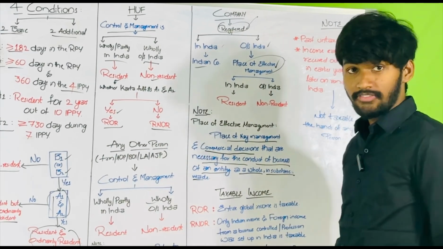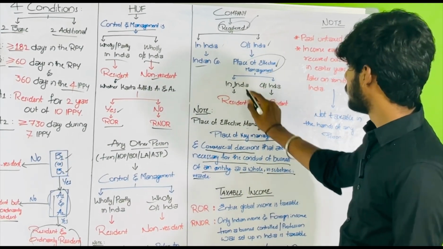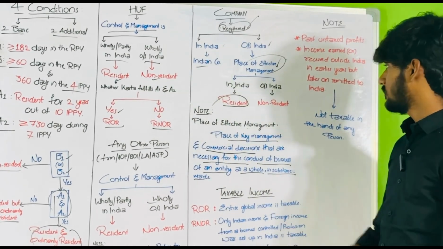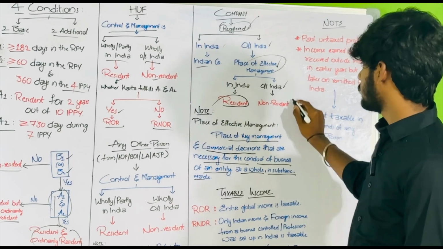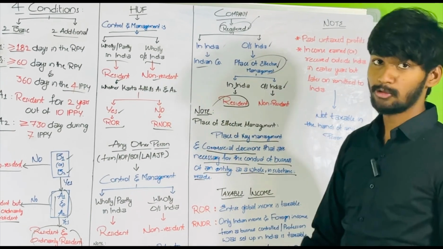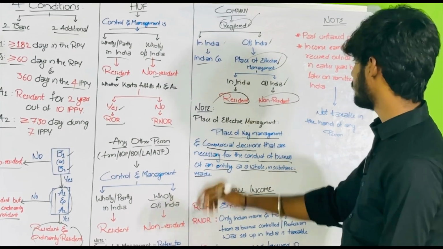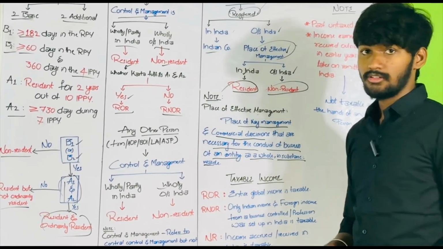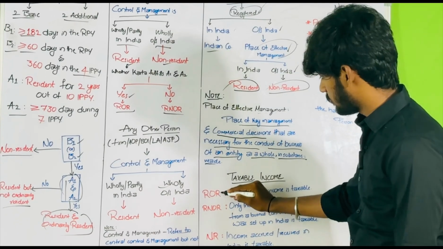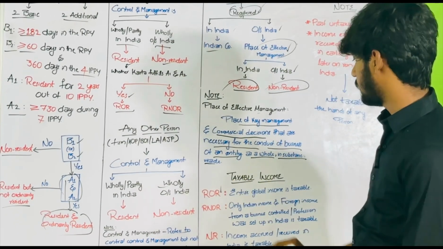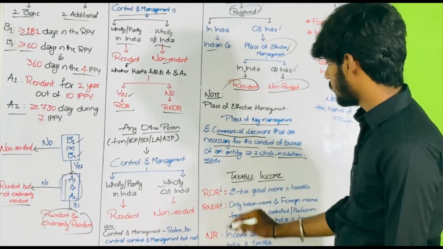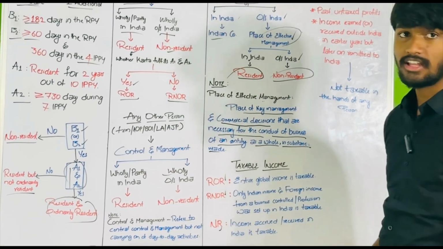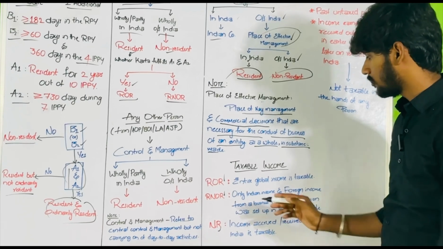So if the place of effective management is in India, then it is considered to be a resident of India. But if the place of effective management is outside India, then it is considered to be non-resident. So for resident and ordinarily resident, resident but not ordinarily resident, and non-resident, there is a taxable income. What are the incomes that are taxable in the hands of these persons? We will go through this.